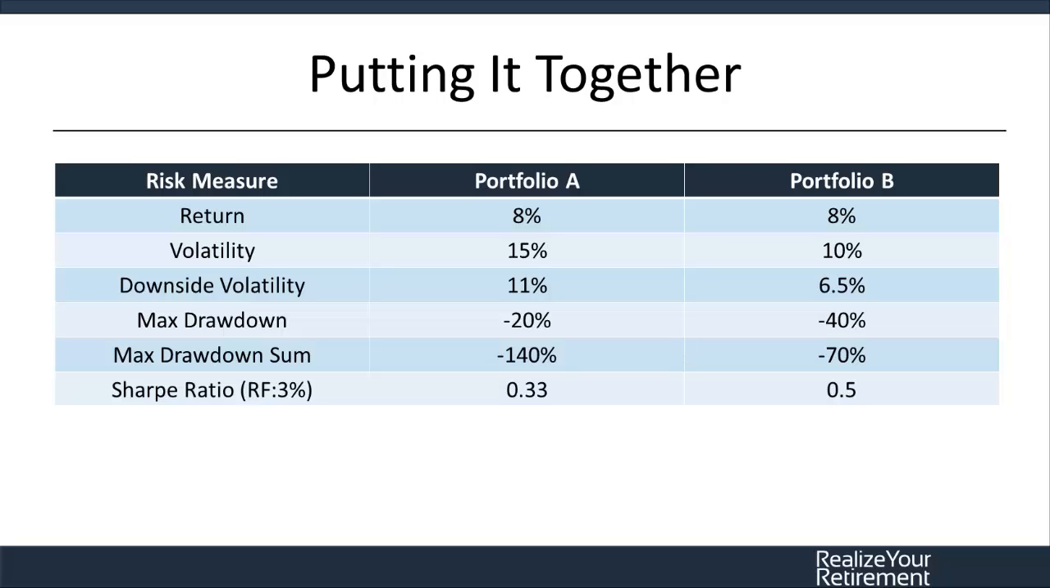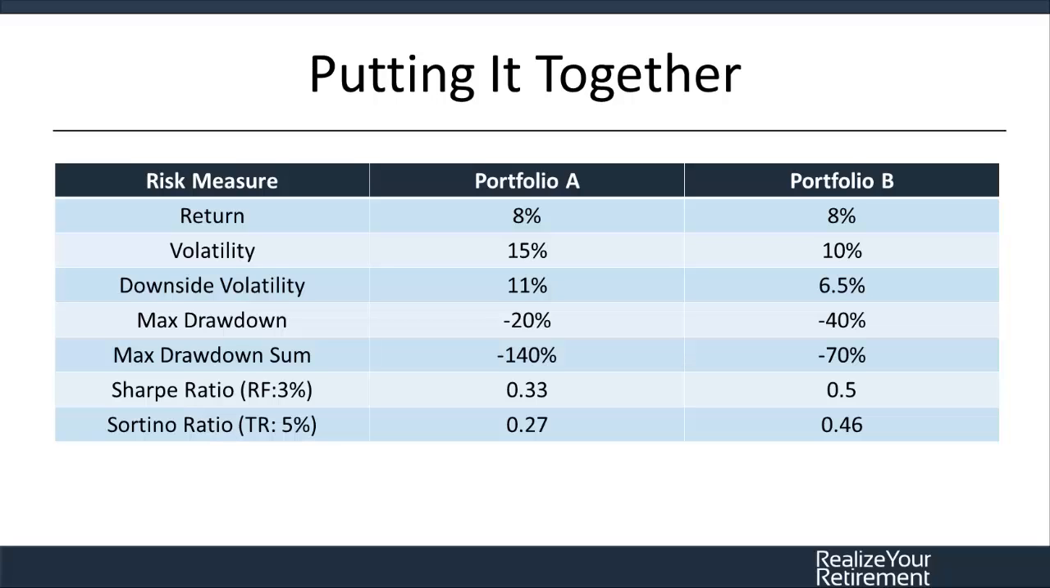Next up is the Sharpe ratio, which tells us how much we're rewarded for volatility risk. With a risk-free rate of 3%, we see that the edge goes to portfolio B because it offers the same return at lower volatilities. And finally, we have the Sortino ratio with a target return of 5%. Here we see that portfolio B offers us greater rewards for the amount of downside risk. In fact, it's almost twice as much return for every unit of downside risk that we take on. So portfolio B is better on most measures, but you better watch out if those circumstances that caused it to lose 40% align once more.